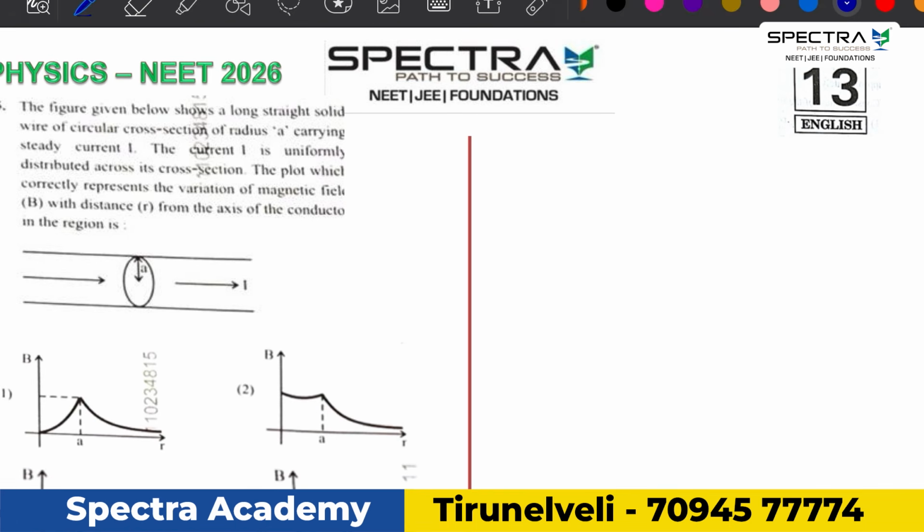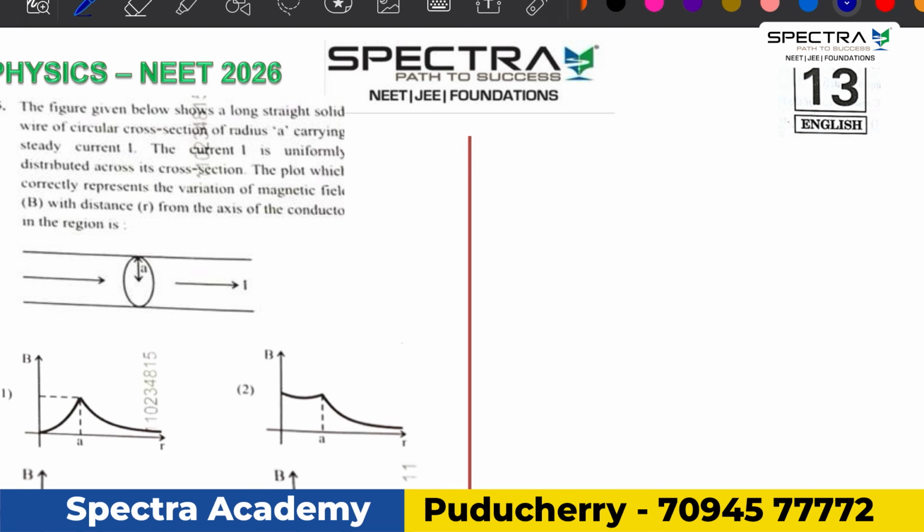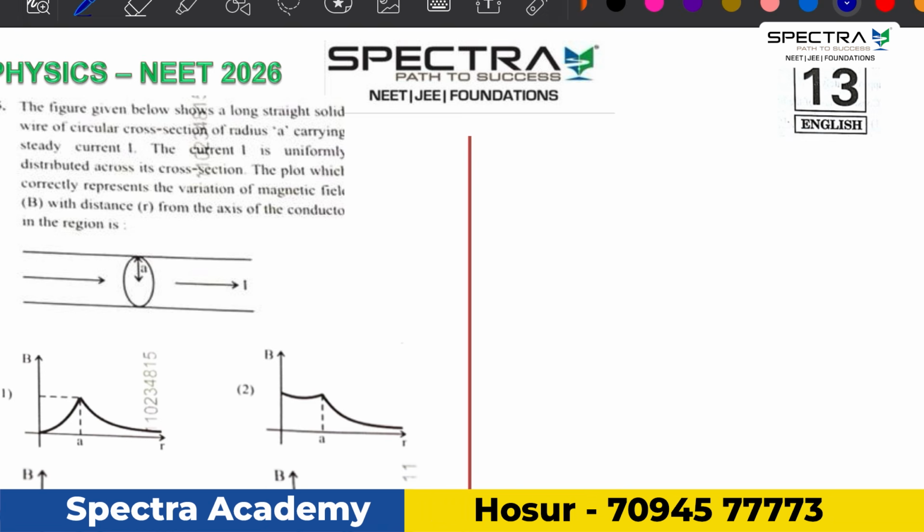Next question, question number 15. It's a direct question. A figure below shows a long straight solid wire of circular cross section of radius A carrying steady current I. The current I is uniformly distributed across its cross section. The plot correctly representing the variation of magnetic field with the distance. So we know that from center to surface it is directly proportional to distance, and after that it is inversely proportional to R. B proportional to R and then B inversely proportional to R. Then option 3 will be the right answer.